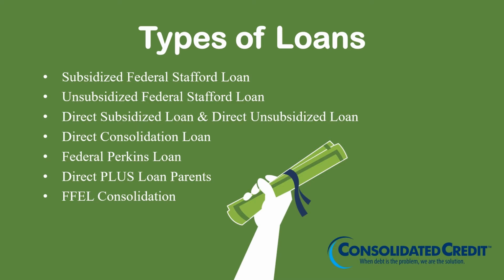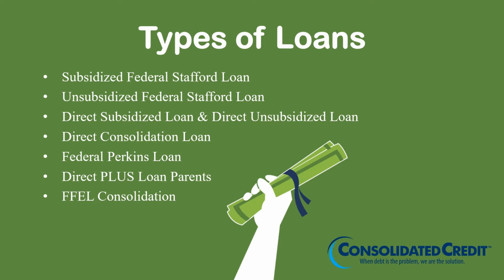Direct subsidized loans are available to undergraduate students with financial need. Your school determines the amount you can borrow, and the amount may not exceed your financial need. The U.S. Department of Education pays the interest on a direct subsidized loan while you're in school at least half-time, for the first 6 months after you leave school, which is referred to as a grace period, and during a period of deferment. That's a postponement of loan payments.